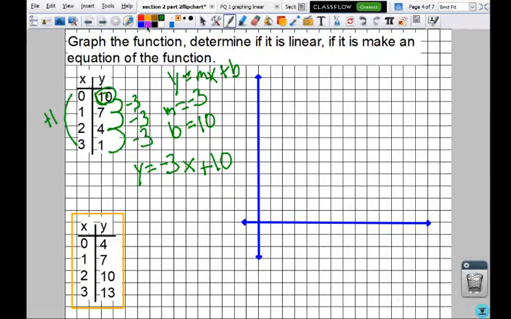So I'm going to graph these points here. I have 0, 10: left and right 0, up 1, 2, 3, 4, 5, 6, 7, 8, 9, 10. And I'm going to put my dot, and I'm just going to keep graphing my dots. I have 1, 7: 1, 2, 3, 4, 5, 6, 7. I have 2, 4: 1, 2, 1, 2, 3, 4. And then I have 3, 1.